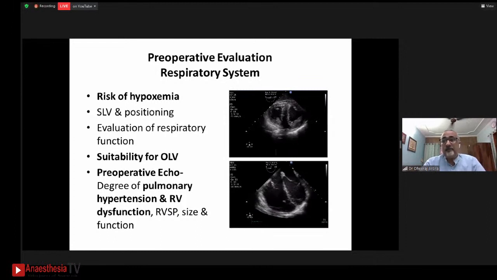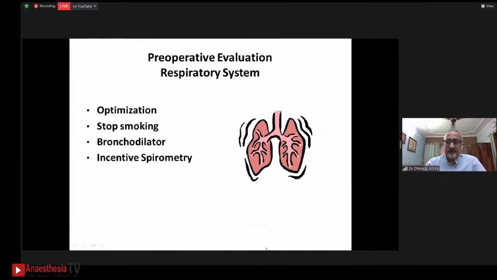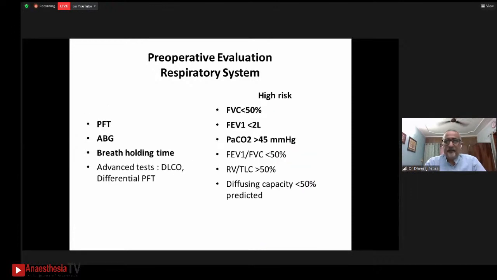Then pre-operative echo with regard to the RV function is important. In this type of picture, in which severe RV dysfunction is there, we should avoid minimal access surgery. You can see a D-shaped septum is there. The RV is hugely dilated in this picture. You can see the echo picture. So we have to look for the degree of pulmonary hypertension, the RV dysfunction, the predicted right ventricular pressure, size and function. Although pulmonary hypertension as such is not an absolute contraindication for surgery, we have to optimize the respiratory system. The values are important, already described.